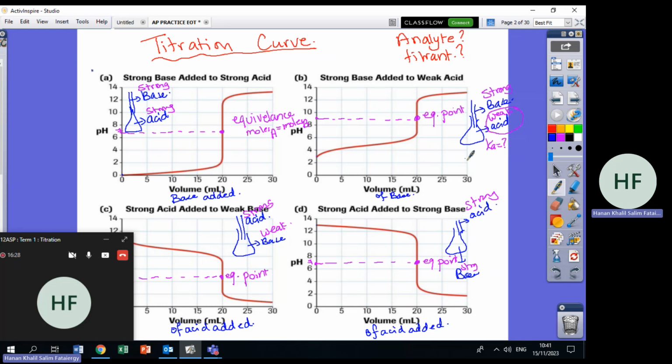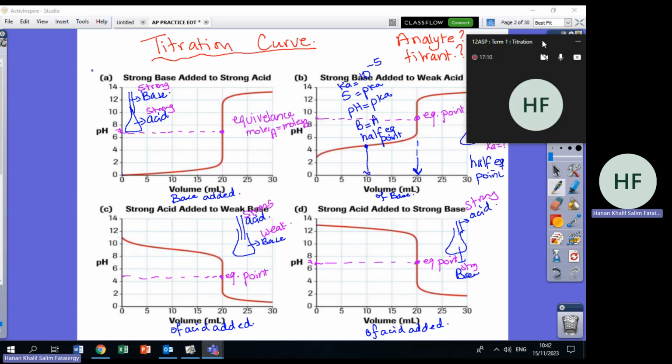I need to find my half equivalence point. Okay, the equivalence point is here. It is at 20. What is half of 20? It's 10. So this is called the half equivalence point. Now what happens at half equivalence? Base is equal to acid, so pH is equal to pKa. How much is the pH? The pH is 4.5 or 5. This is equal to pKa. Then I can say Ka is equal to 10 to the minus 5.